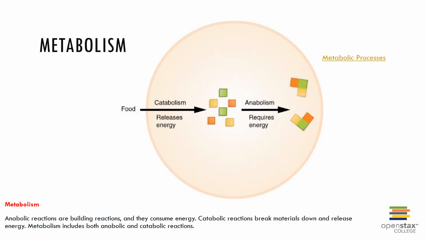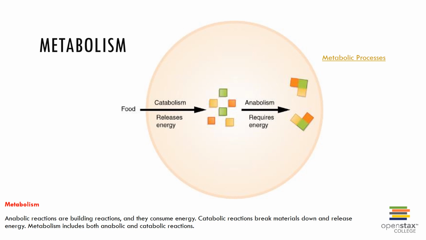Metabolism. Metabolic processes are constantly occurring in the body, and there is a series of reactions: anabolic reactions, which are reactions that build things, and catabolic reactions, which break materials down and release energy. Metabolism includes both anabolic and catabolic reactions.